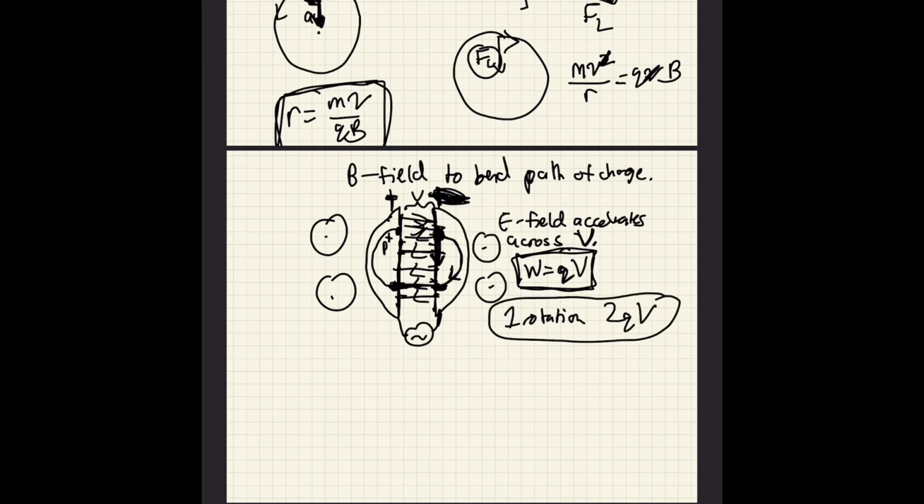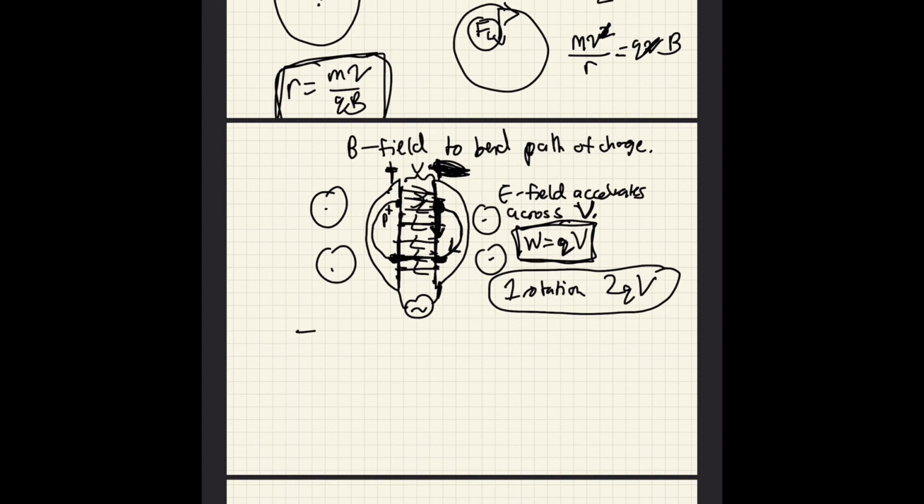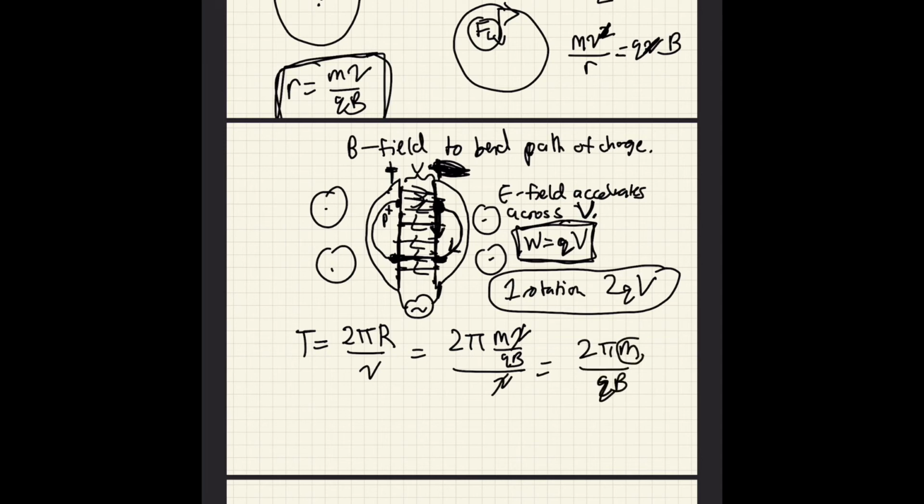Now, what's the time period of one rotation? Well, when you have centripetal motion, because this is basically circular motion, the time period is 2πr over v. Now if you substitute r equals mv over qB, the v cancels out, and you get 2πm over qB. The mass of the proton is constant, the charge is constant, the magnetic field is constant, so the time period is constant, okay?